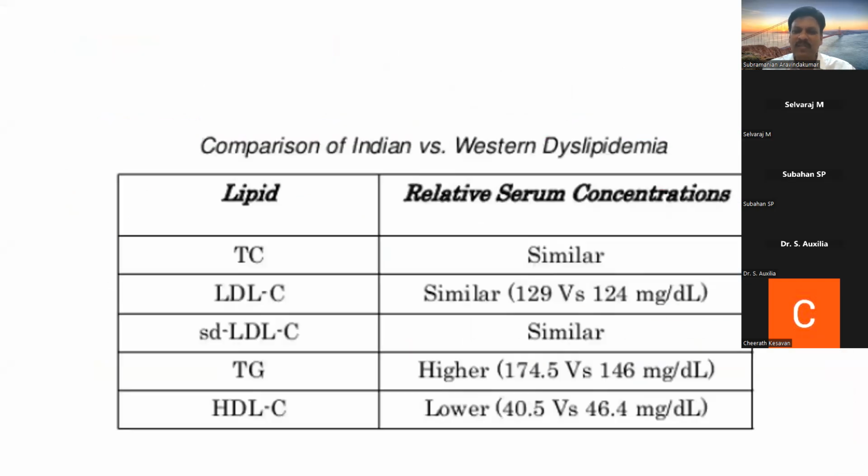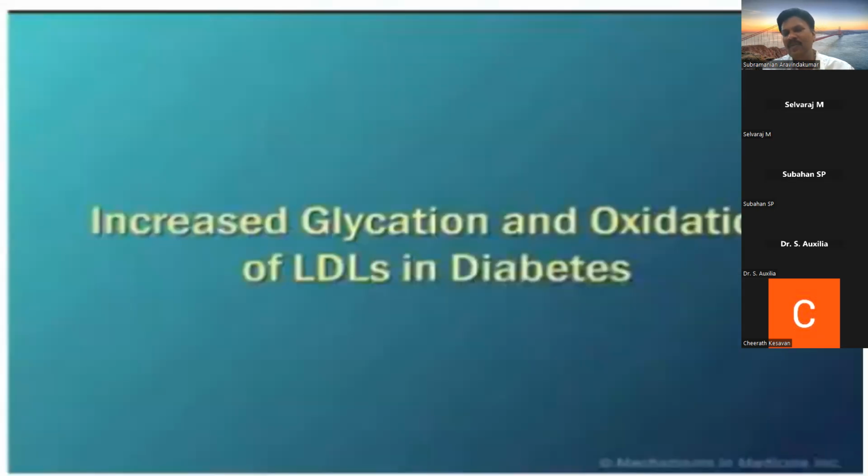The total cholesterol appears similar, but LDL cholesterol is slightly lower compared to the Western population. But most of them are going to have small dense LDL, which is much more dangerous. Triglycerides are far higher, and we have a lower HDL cholesterol, the typical Indian cholesterol.